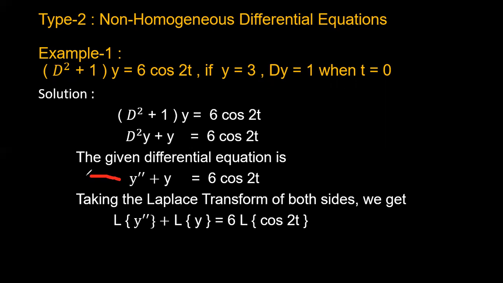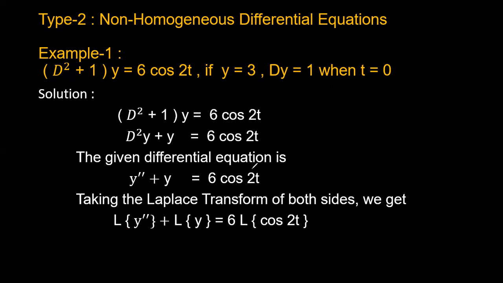Now what we have to do? So we have to apply the Laplace transform on both sides. By using the linearity property, you apply the Laplace transform on both sides: Laplace transform of y double dash plus Laplace transform of y is equal to 6 into Laplace transform of cos 2t.